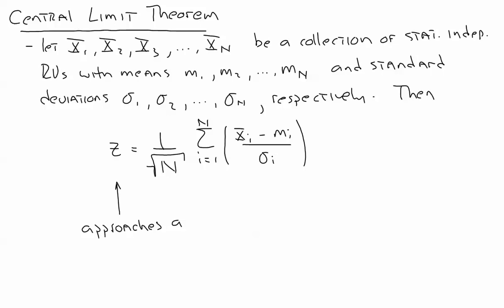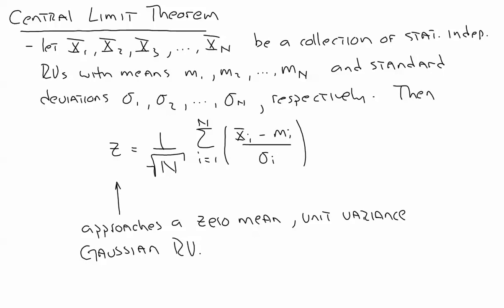a zero mean, unit variance Gaussian random variable. All right? And this is true at least as n approaches infinity.